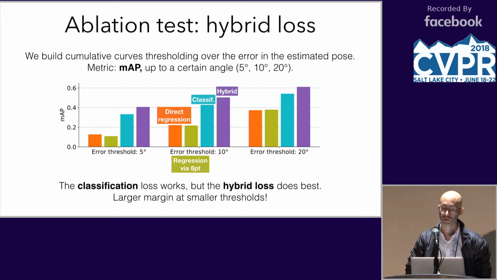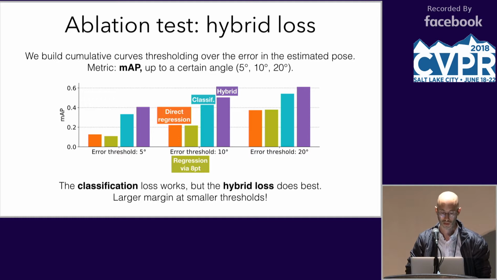We have only the regression loss in green, only the classification loss in blue, the hybrid loss using both regression and classification in purple, and an additional one which is direct regression to the essential matrix by putting a fully connected layer at the output of our network and just outputting now 9 values, which we take to be the essential matrix.